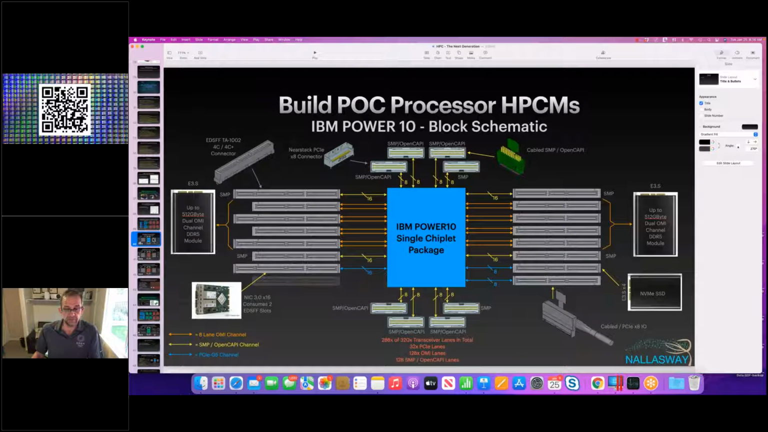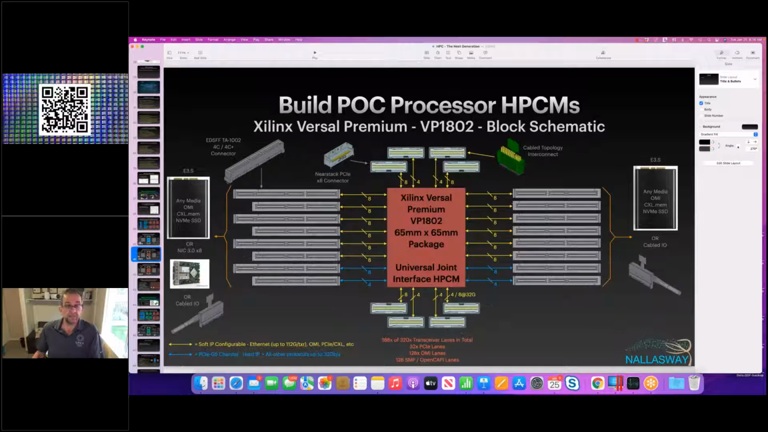I think I briefly showed this modular architecture of the Power 10 with its various interconnect, so I won't go into that right now. I'll come back to that in a moment. And I did show the Xilinx FPGA one. I did show this generic diagram, and I think we'll come back to this.